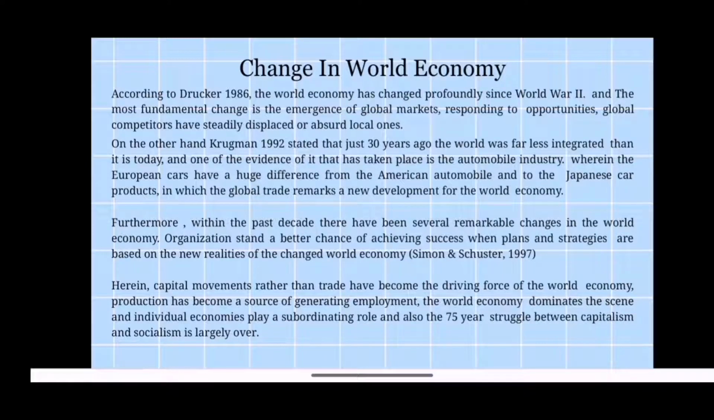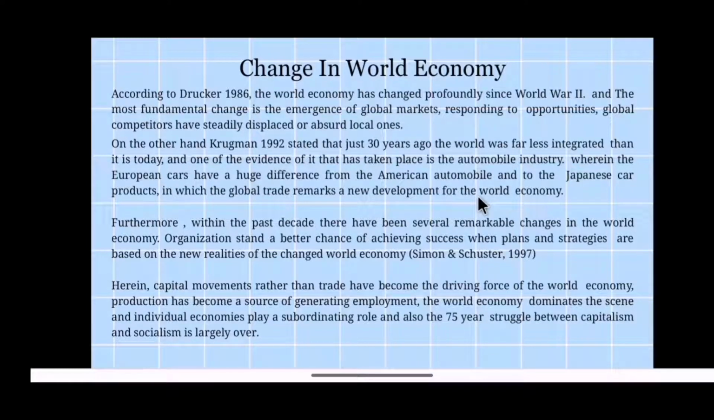On the other hand, Krugman 1992 stated that just 30 years ago, the world was far less integrated than it is today, and one of the pieces of evidence is the automobile industry, wherein European cars have a huge difference from American automobiles and Japanese car products, in which global trade marks a new development for the world economy. Per Krugman 1992, in just 30 years, the most abundant observance in the world economy is the emergence of the automobile industry that started to play a vital role in improving the economic growth of their own state and marks a new development for the world economy.